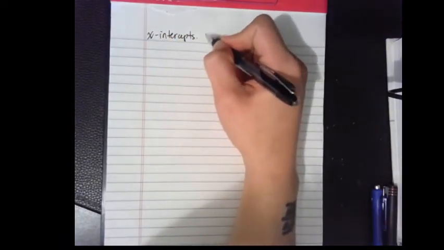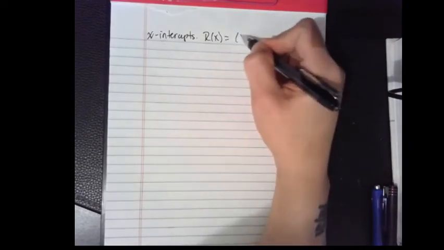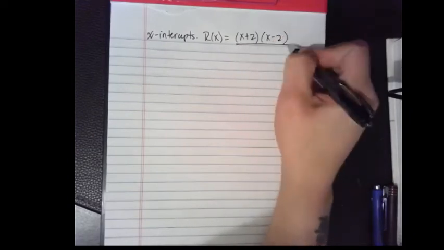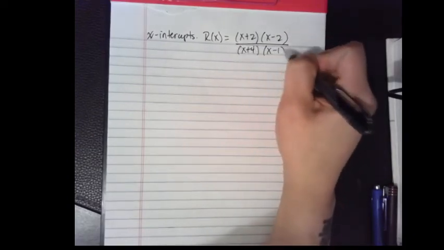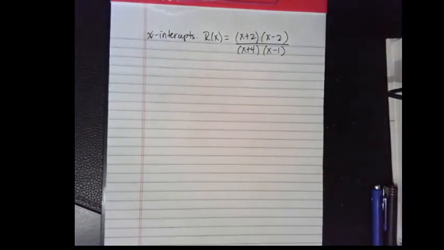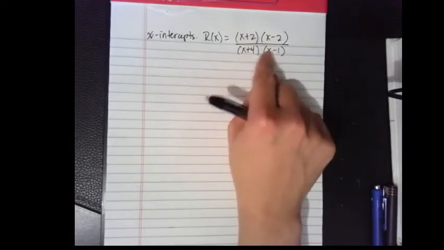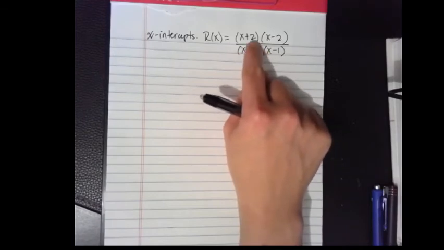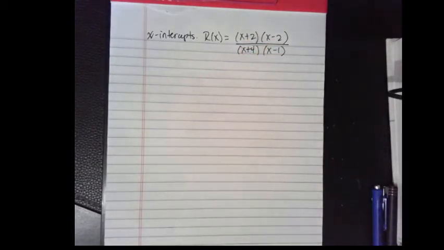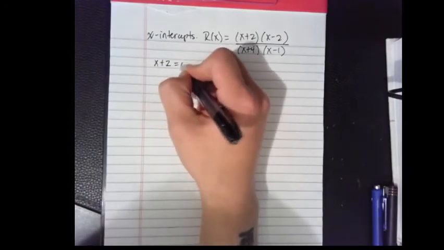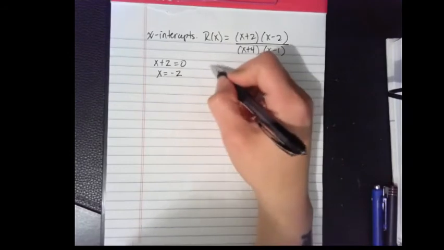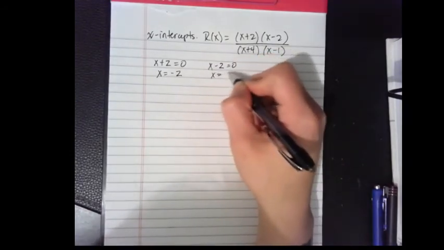Okay, so remember my function r of x was x plus 2 times x minus 2 over x plus 4 times x minus 1. I want to use the fully factored version of my equation to find my x-intercepts because I need this to be factored because I'm going to take both of these terms and set them equal to 0. Okay, having my denominator set equal to 0 is where the holes and the asymptotes came from, the vertical asymptotes. But setting the numerators equal to 0 is going to make the entire expression 0, so those are going to be my x-intercepts. Okay, so x plus 2 equals 0, x equals negative 2, x minus 2 equals 0, x equals positive 2.